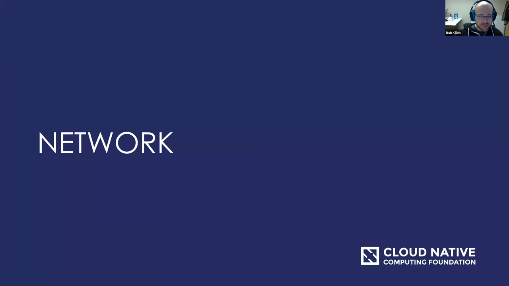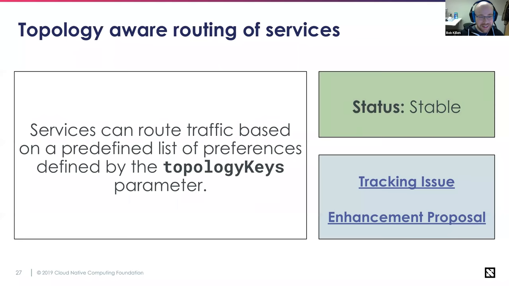Now it's time for some of the fun stuff. Network, and we're back to topology-aware routing of services. I covered this a little bit more in detail earlier, but essentially you can set a predefined list of preferences via the topology keys parameter in a service definition, and that will be the preferred way services or pods will route to items.